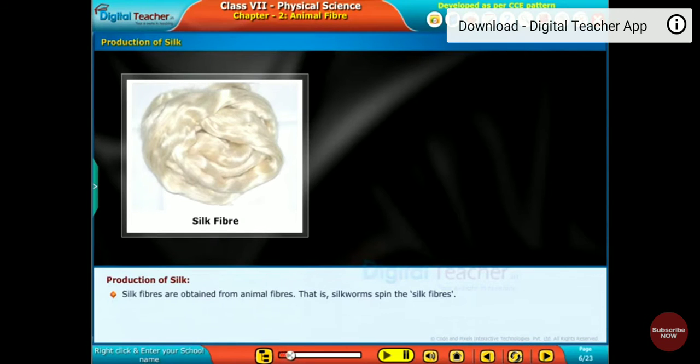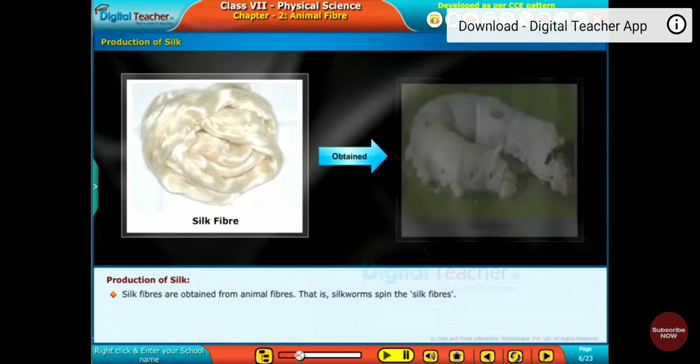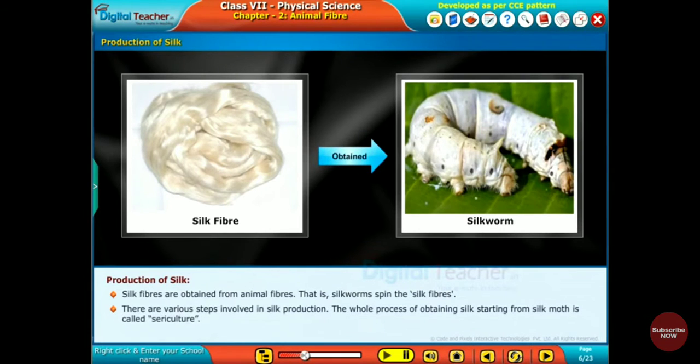Production of silk. Silk fibers are obtained from animal fibers. That is, silkworms spin the silk fibers. There are various steps involved in silk production. The whole process of obtaining silk, starting from silk moth, is called sericulture.